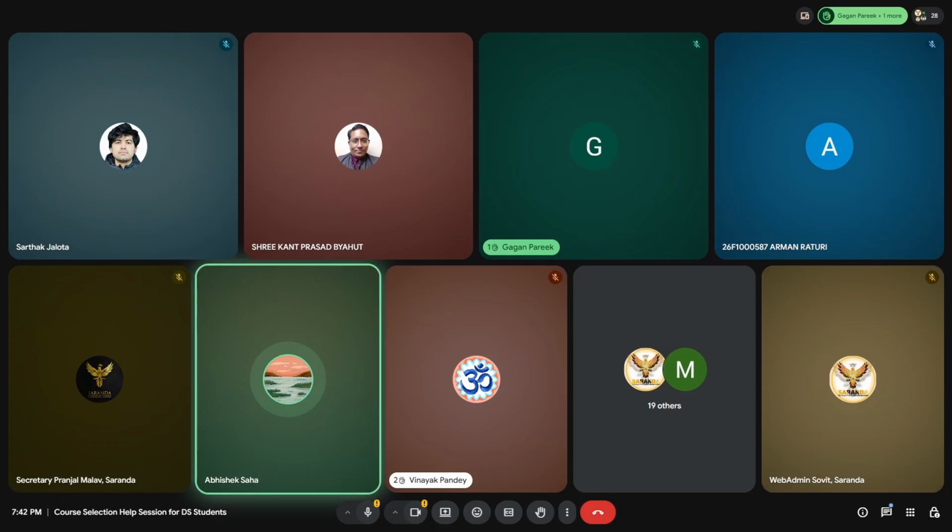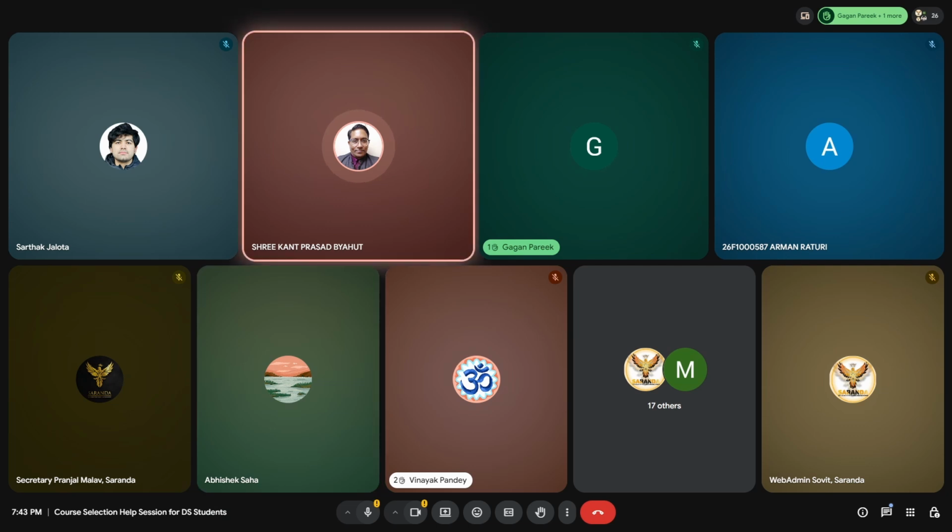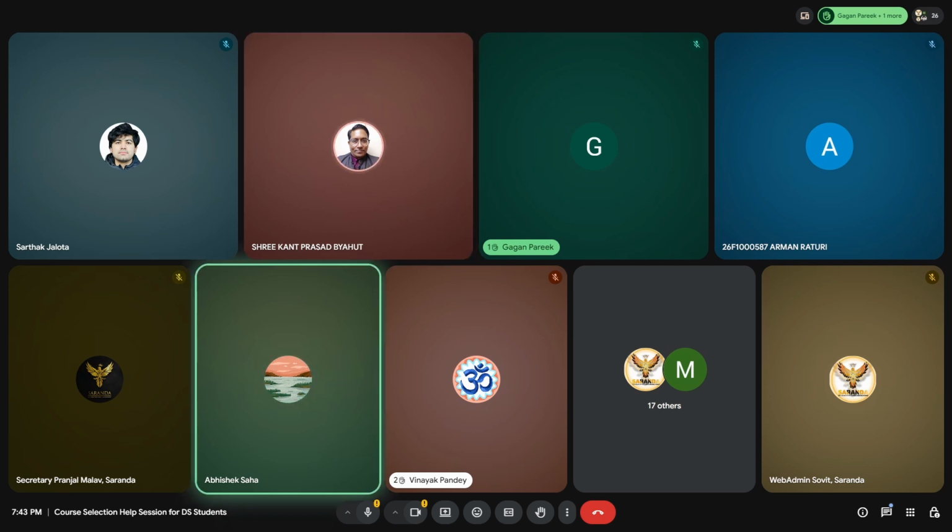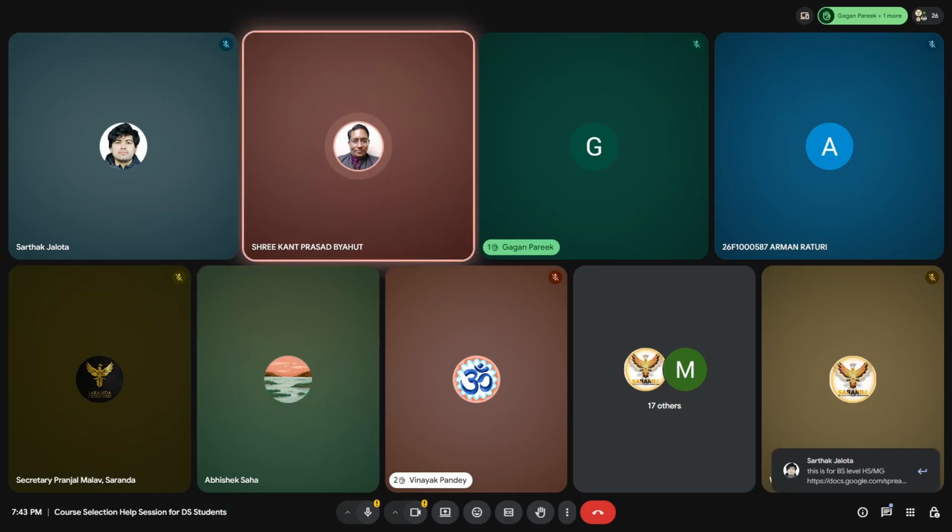So if you scroll this sheet, there is one column available for the July December cycle. Who has shared it in the chat box? Sarthak Jalota. Yes, Sarthak has shared in the chat box. You can take a look. This link is opening.